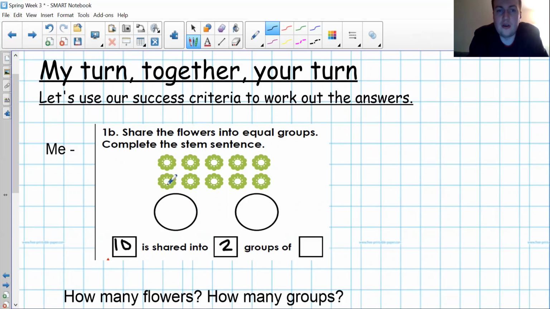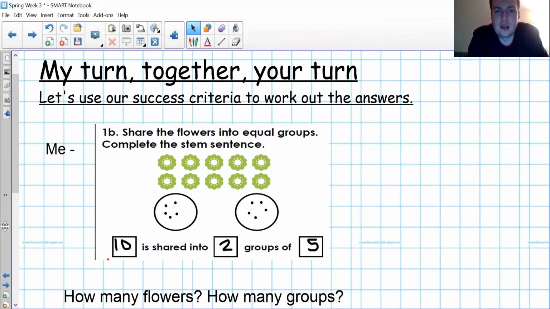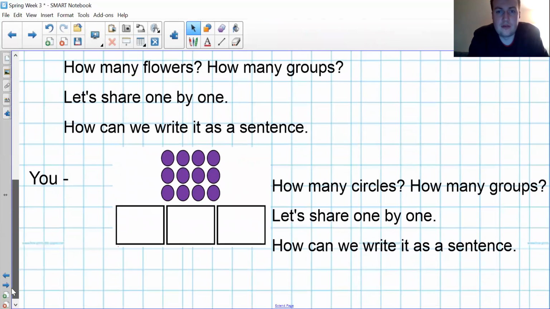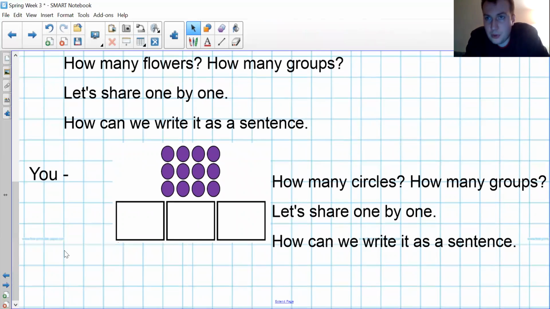Now I need to share them. So I'm going to go between the circles. 1, 2, 3, 4, 5, 6, 7, 8, 9, 10. And then I need to count one group to get my final number. So 1, 2, 3, 4, 5. So 10 is shared into 2 groups of 5. Right? That's the steps. Right, your turn. So pause the video.